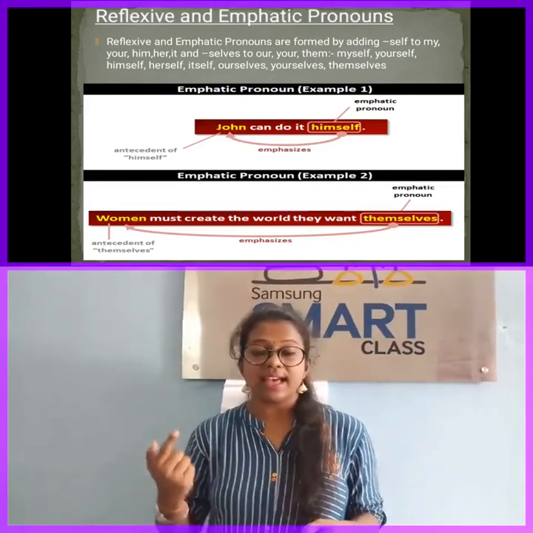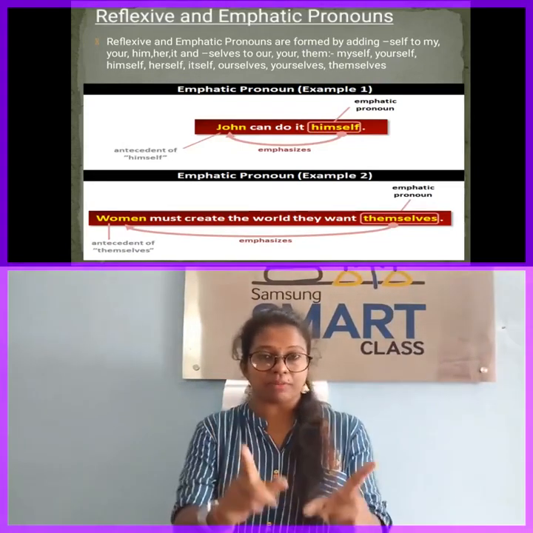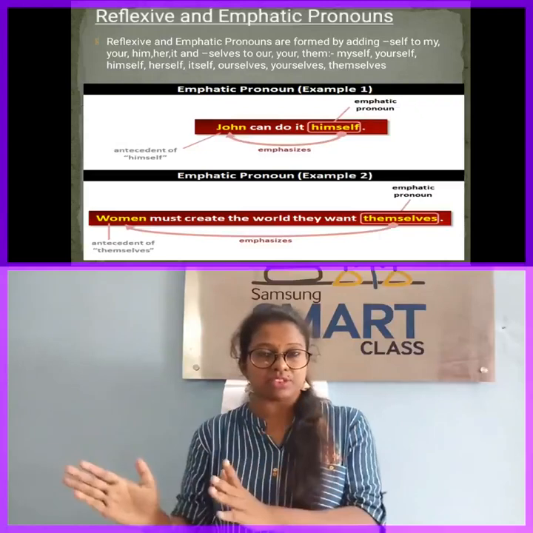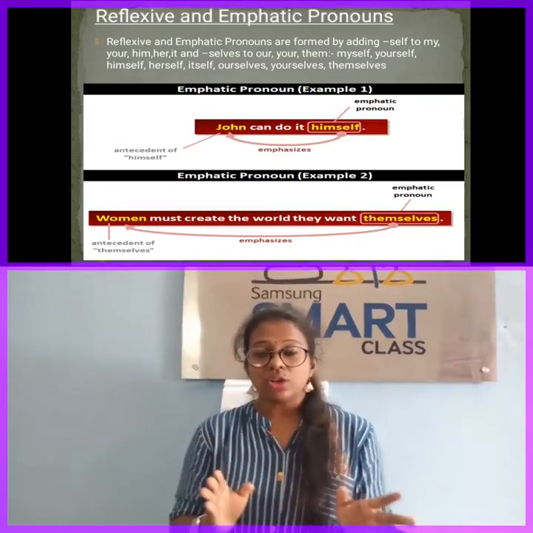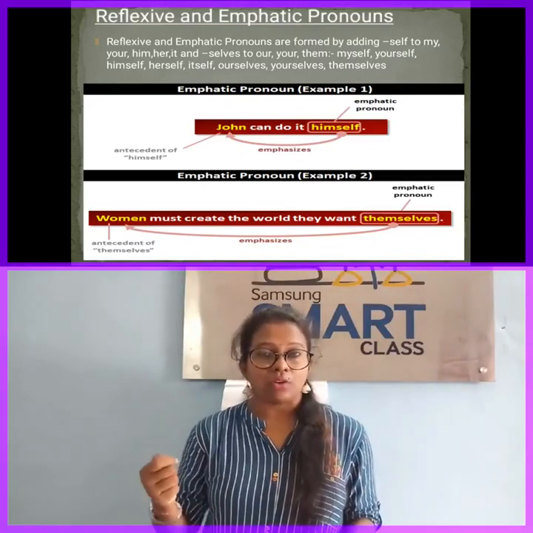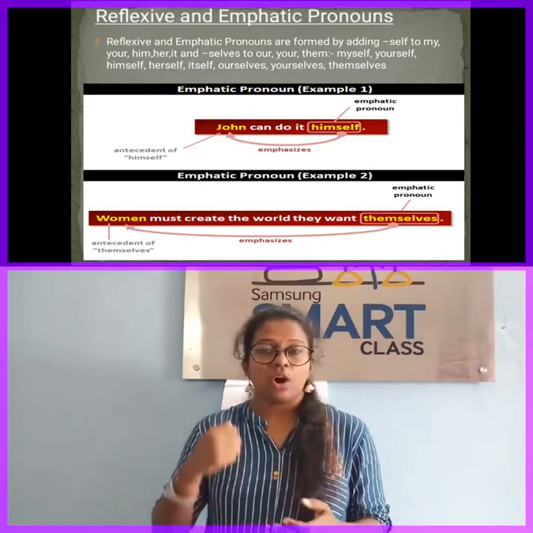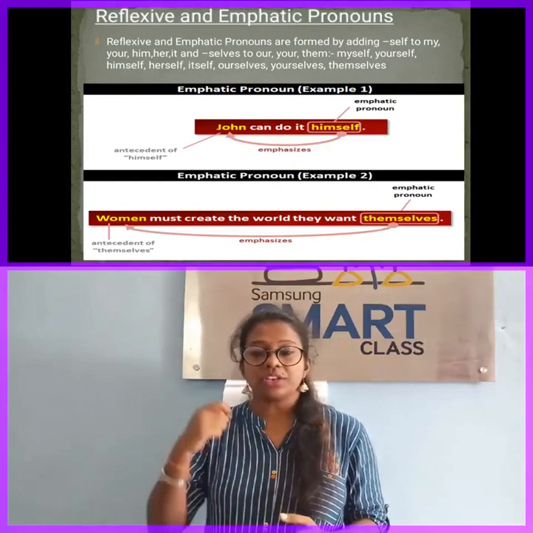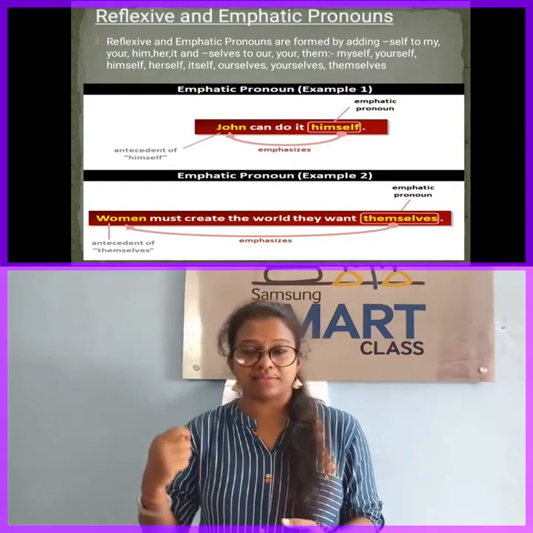So here the antecedent of themselves is the women. It talks about the women. Themselves refers to the women. So themselves is the emphatic pronoun because it's giving emphasis on the women. Okay, so here are the examples of the reflexive and emphatic pronouns.